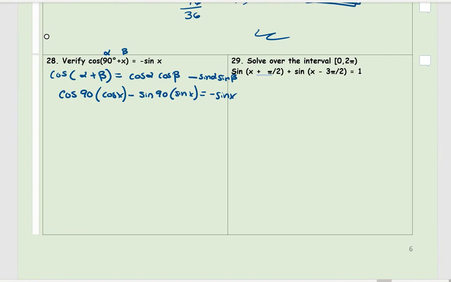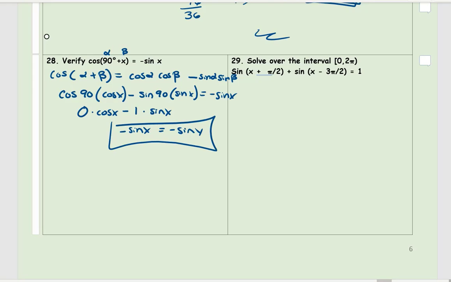So cosine of 90 is just 0. So we have 0 times cosine of x, and then sine of 90 is just 1. So we have 1 times sine of x. This actually cancels out to be 0, and then this will be minus sine of x. So it will be negative sine of x is equal to negative sine of x. And that is done.